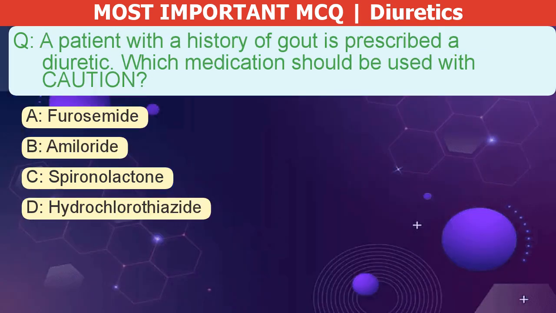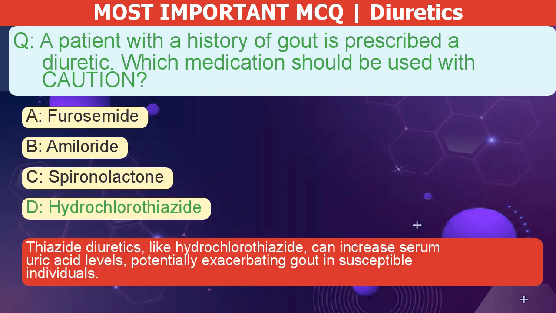A patient with a history of gout is prescribed a diuretic. Which medication should be used with caution? A. Furosemide. B. Amiloride. C. Spironolactone. D. Hydrochlorothiazide. The correct answer is D. Thiazide diuretics, like hydrochlorothiazide, can increase serum uric acid levels, potentially exacerbating gout in susceptible individuals.